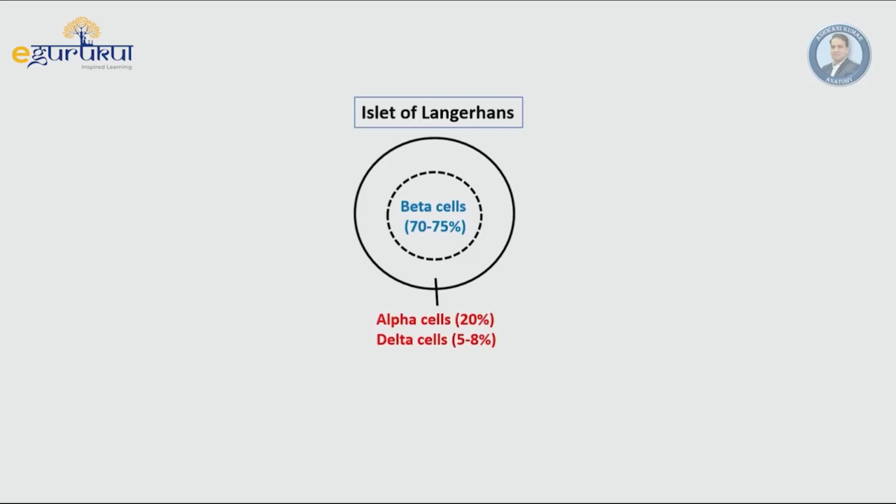We will not be able to differentiate between the beta, alpha and delta cells in normal H&E staining, but just know that beta cells are present more toward the center, and these are the main cells of the islet, and alpha and delta cells are situated toward the peripheral part of the islet of Langerhans. So this is a short discussion on these three important slides: the thyroid, anterior pituitary, and the pancreas.